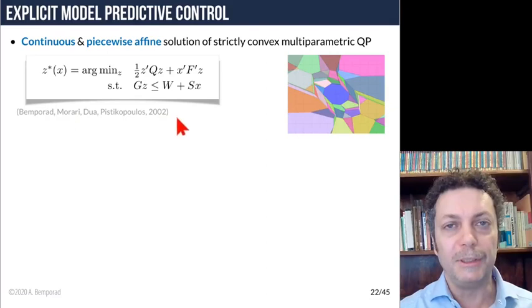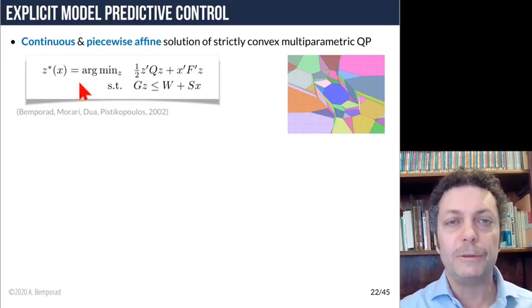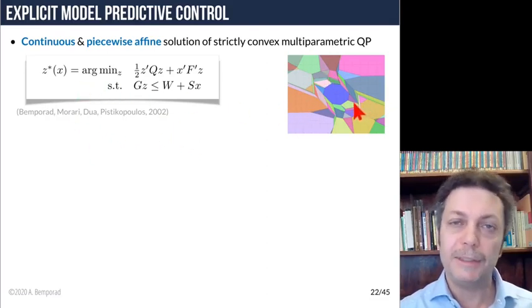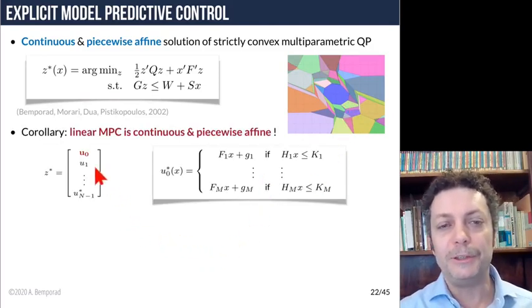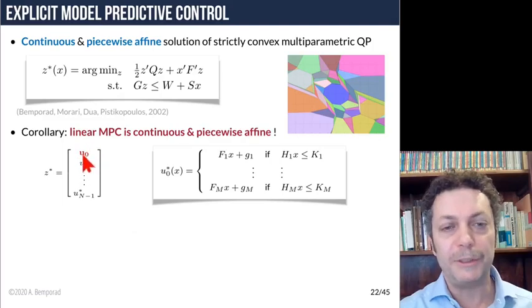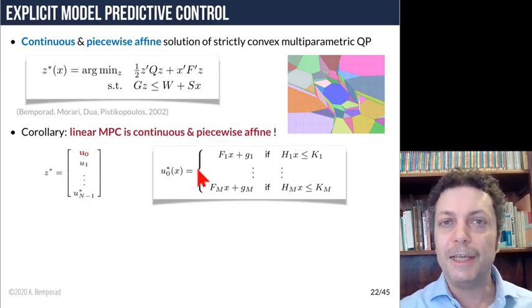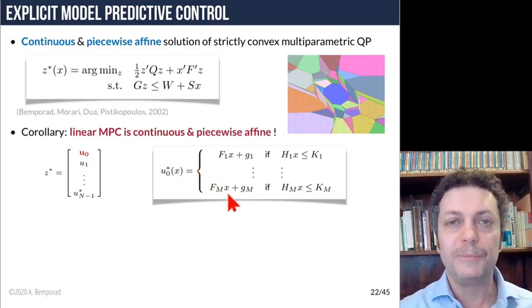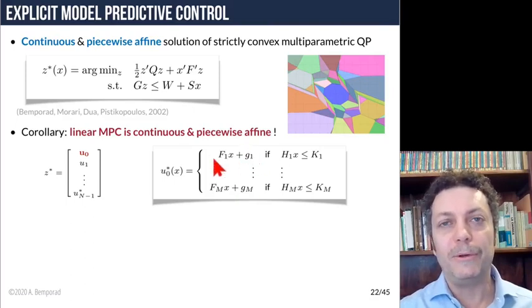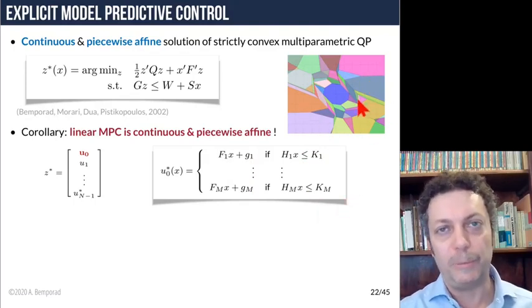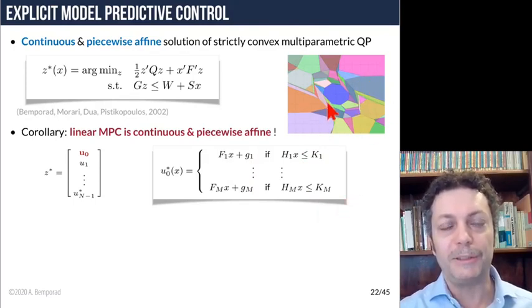This is described in this paper. And the solution is piecewise affine and is also continuous. That means that the MPC control law that you apply, which is, remember, the first component of the QP solution, is a continuous piecewise affine function. So the MPC controller is nothing else than a lookup table of linear affine gains, each one defined in a polyhedral cell. And the polyhedral partition is automatically generated by the multiparametric solver.